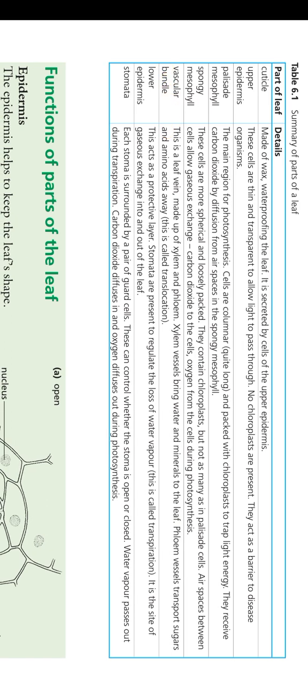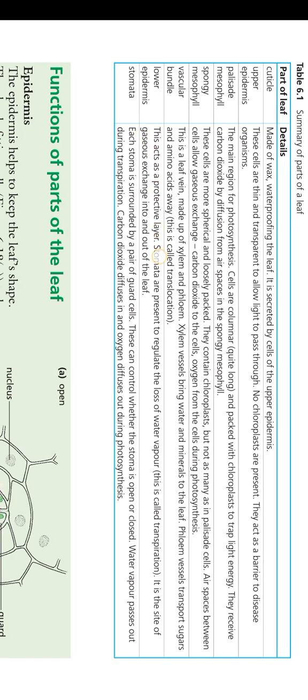Vascular bundles: actually these bundles contain two types of tissues, that are xylem and phloem. This is the leaf vein made of xylem and phloem. Xylem vessels bring water and minerals to the leaf, and phloem vessels transport sugars and amino acids away. This is called translocation. And the lower epidermis, this acts as a protective layer.